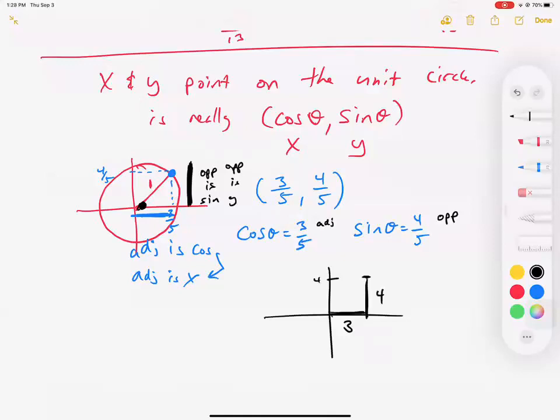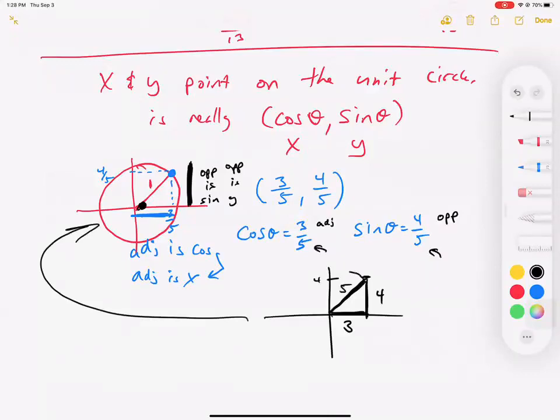So take a look what I'm doing here. I'm going to draw a triangle. And what is the hypotenuse? Hypotenuse is 5. 3, 4, 5. Now, how is this slightly different than this guy here?